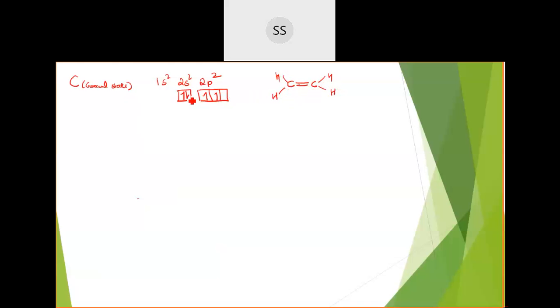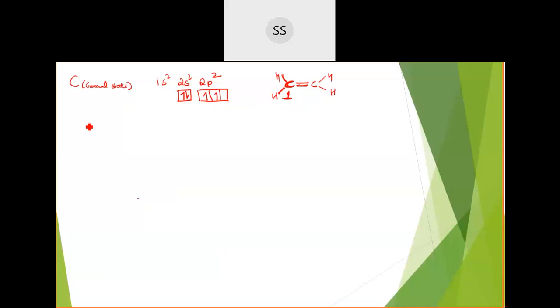Can I use this ground state electronic configuration to explain the bonding here? That won't be possible because carbon is already forming four bonds. Of those, two are between the carbons and two are with hydrogen, if I'm talking about one carbon. This first carbon is altogether forming four bonds. If it is forming four bonds, that means you need to have four unpaired electrons. So this ground state electronic configuration won't help us.